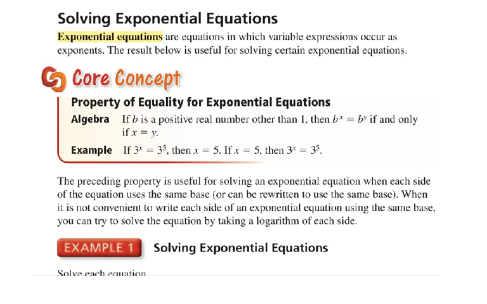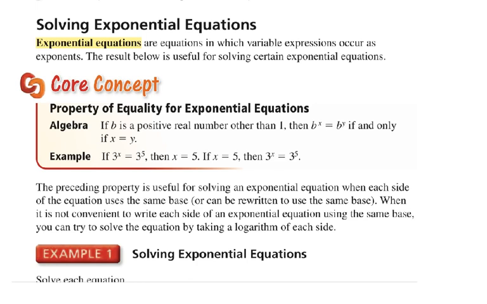Remember that you can undo an exponential with a logarithm and vice versa. They are inverse operations. So we're starting out with what we already know. We've done this before. We know that algebraically, if b is a positive real number other than 1, then b to the x power equals b to the y power if and only if x is equal to y. So remember, if and only if goes both ways. Okay, and here's an example. If you have the same base and different exponents, then these exponents are equal.